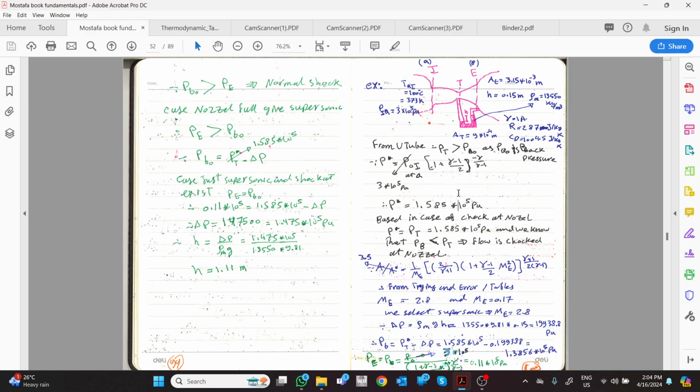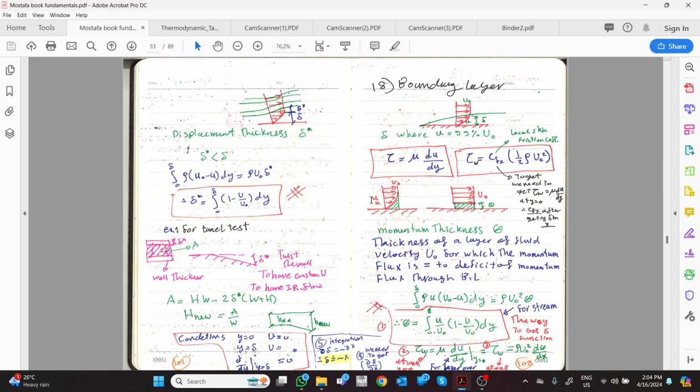And this is the last example. This is a new subject regarding boundary layer.